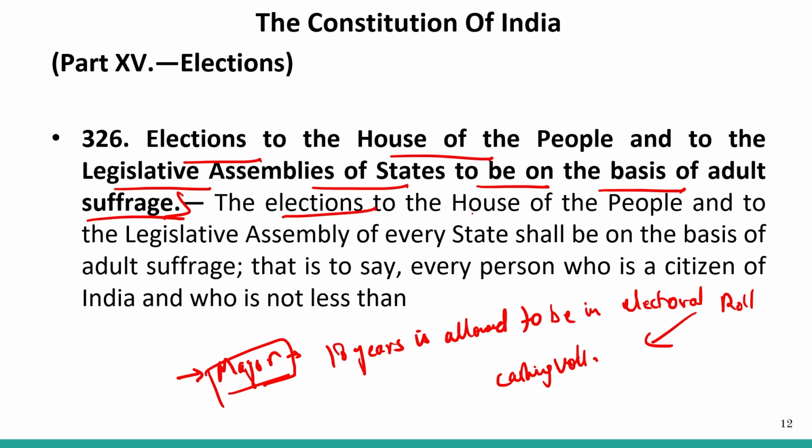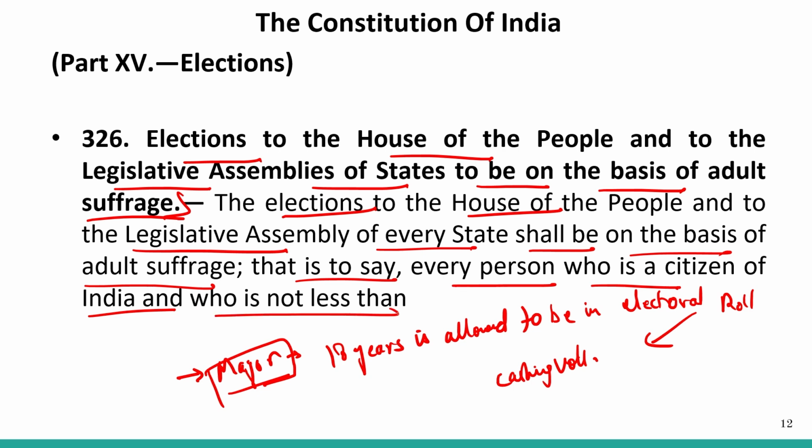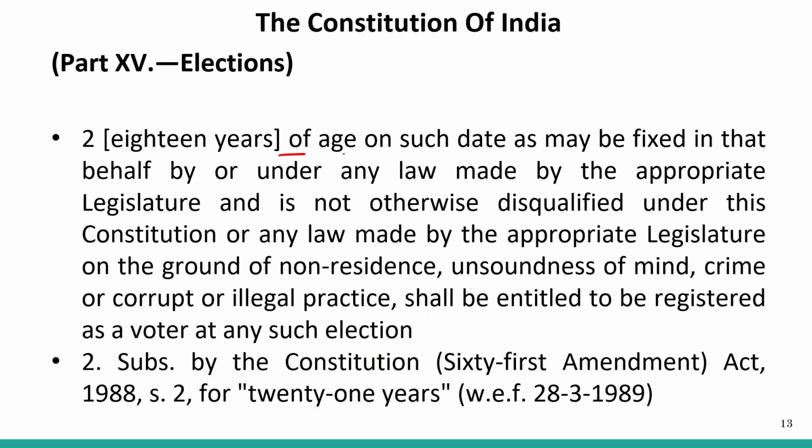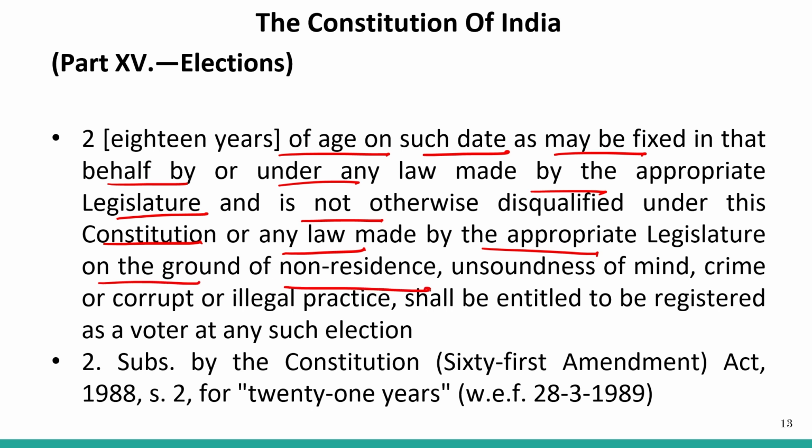The election of the House of the People and to the Legislative Assembly of every state shall be on the basis of adult suffrage, that is to say, every person who is a citizen of India and who is not less than 18 years of age on such date as may be fixed by or under any law made by the appropriate legislature, and is not otherwise disqualified under this Constitution or any law made by the appropriate legislature on the ground of non-residence, unsoundness of mind, crime or corrupt or illegal practice, shall be entitled to be registered as a voter at such elections.